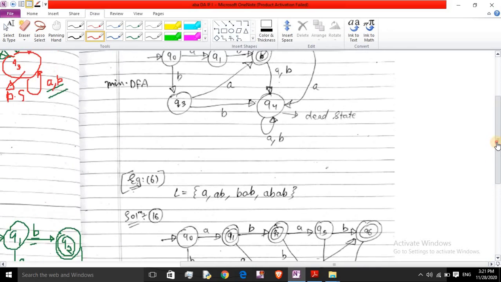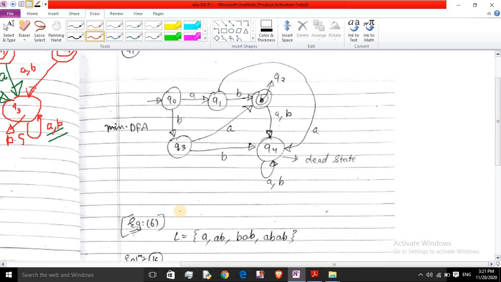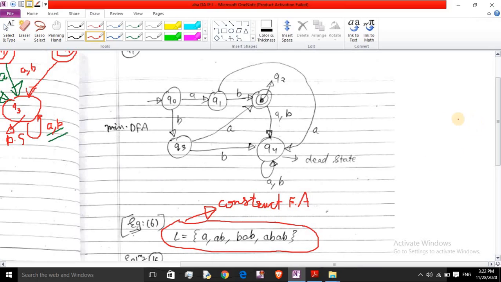Okay, now look at this example. First, I will suggest you try it at home. This is your homework. Try to design a finite state machine for it. Construct a finite automata for this given language. This is your homework.